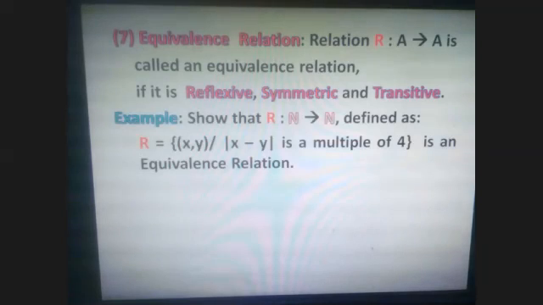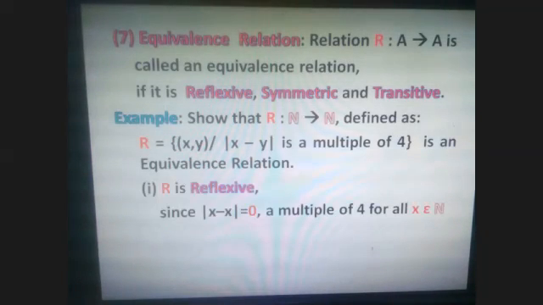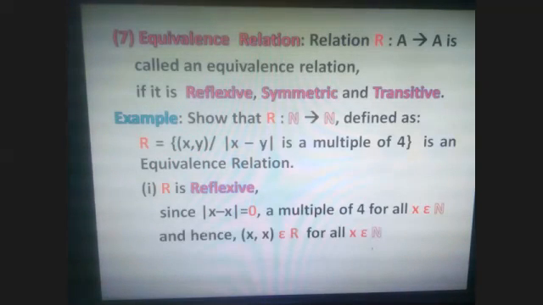Let's take an example. Show that a relation R from N to N defined as R equal to the set of (x, y) such that |x - y| is a multiple of 4 is an equivalence relation. We can easily show it is reflexive because |x - x| equals 0. 0 is very much a multiple of 4. That means (x, x) is a member of R, so it is reflexive. So |x - x| equals 0, and 0 is a multiple of 4. This is true for all x. That means (x, x) is a member of R for all x in N. Therefore, R is reflexive.